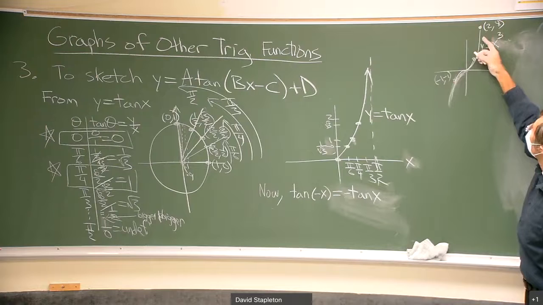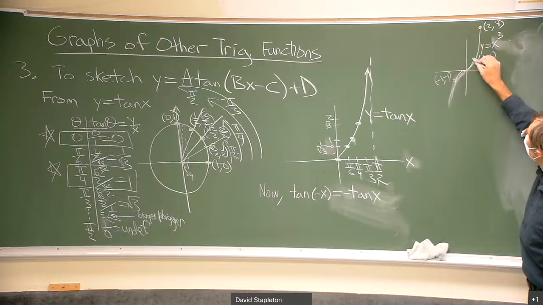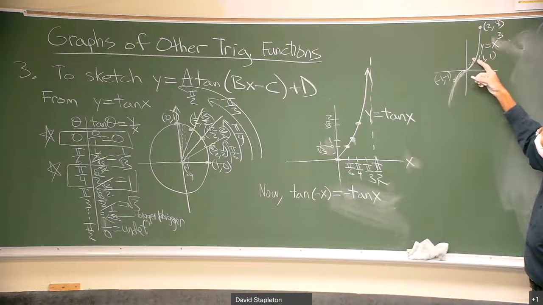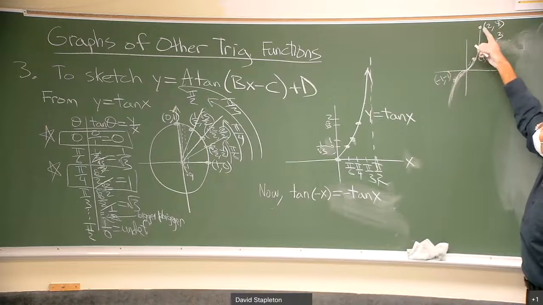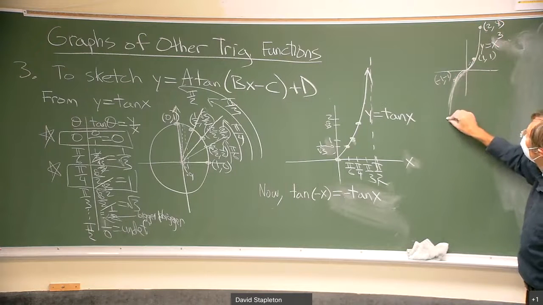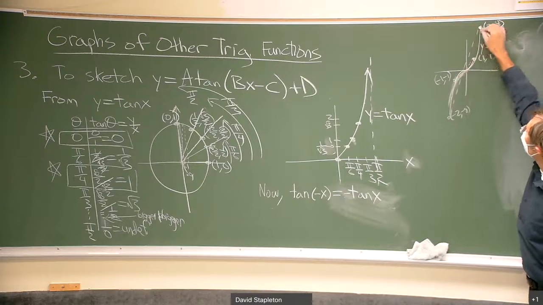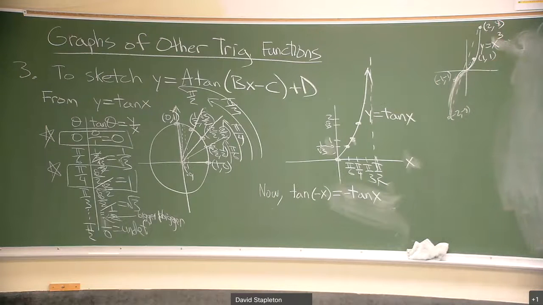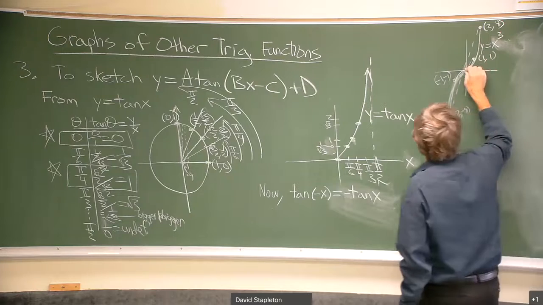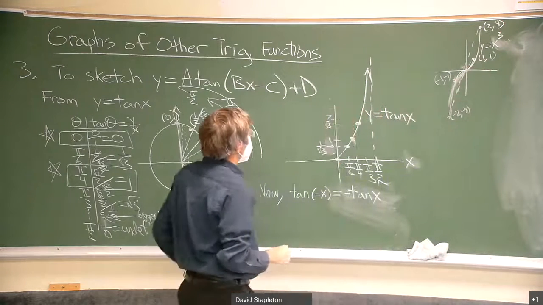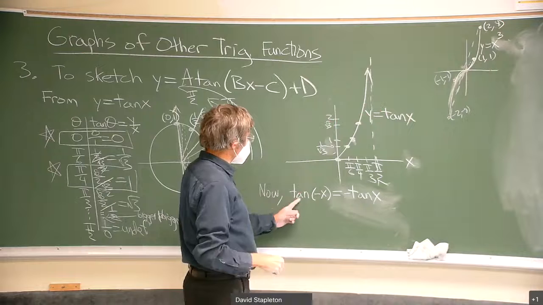That's true of any odd function. It has this symmetry through the origin. If this point is on the graph, then its sister point, minus x, minus y, is also on the graph. The point 2, 8 is on the graph. Down here, minus 2, minus 8 is on the graph. That's the defining property of an odd function. It has points symmetric through the origin. And that's true of tangent too, since tangent is odd.